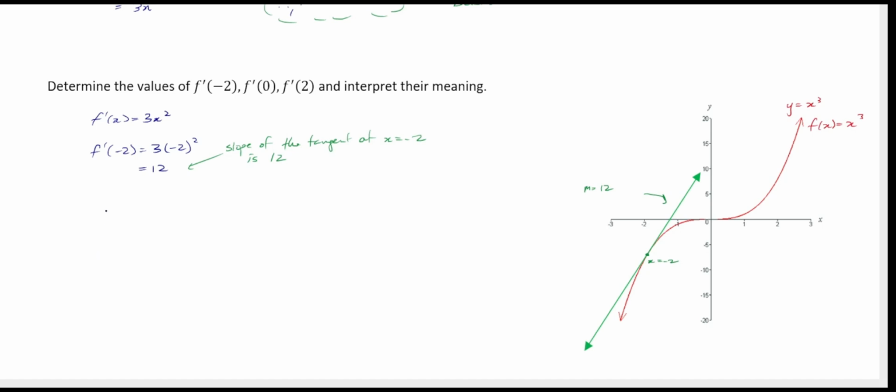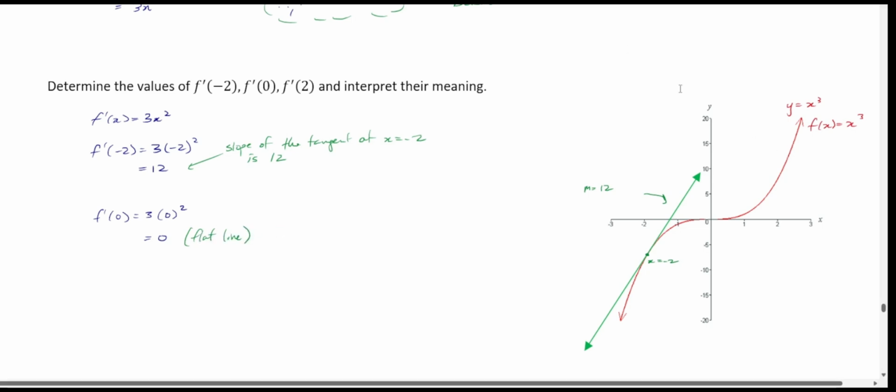Now what we're going to do is the same thing at f prime at 0, and that's equal to 3 times 0 all squared. So we know that that's 0. Well, anything with a slope of 0 is a flat line. So that is saying that at x is equal to 0, the slope of the tangent line should be flat. And that seems to make sense, because look at x is equal to 0, we have a flattening out of the cubic function. So I'll just freehand draw my tangent here, and you can see that, yes, it is in fact a flat line at x is equal to 0. The slope is equal to 0 as well.